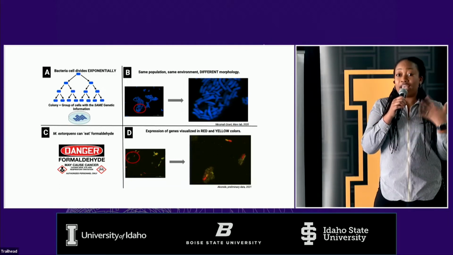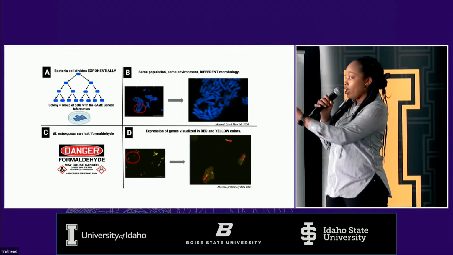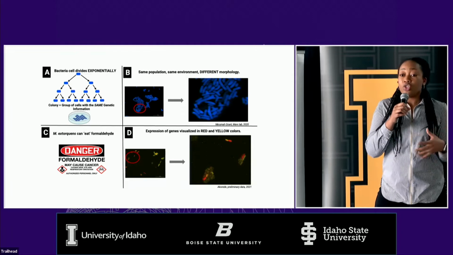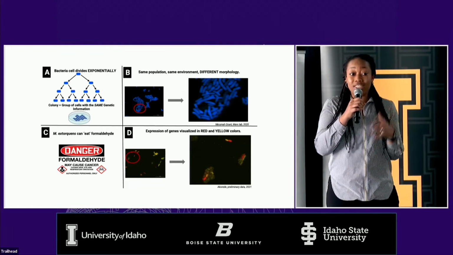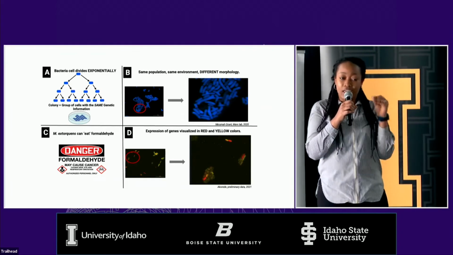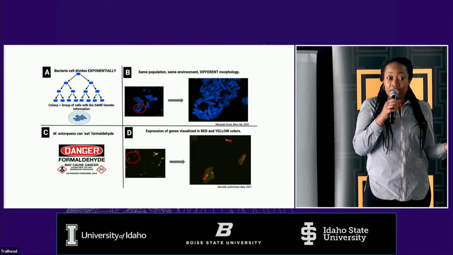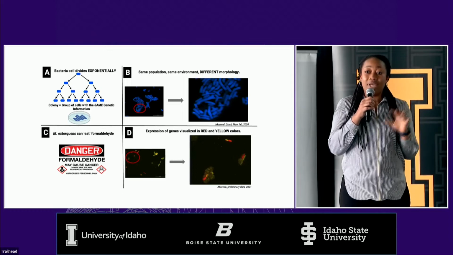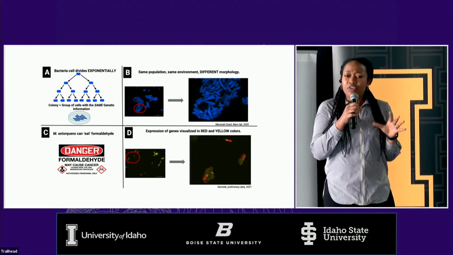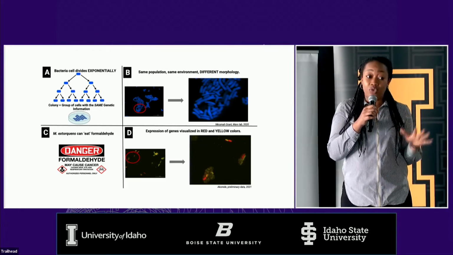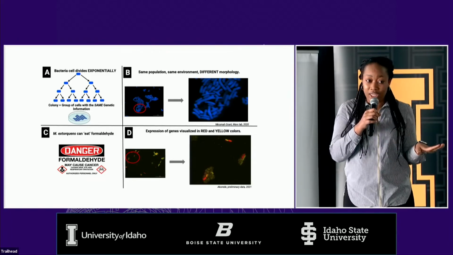This continues exponentially, shown in panel A, to form a colony. So a colony is made of clones, or cells with the same genetic information. Based on this knowledge, we tend to make inferences about cells in a population by taking the average. But have you ever seen identical twins that were raised similarly but behave differently?